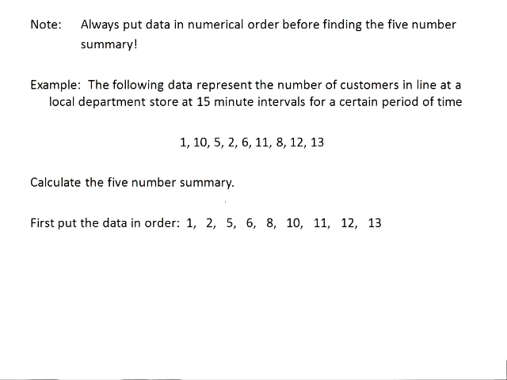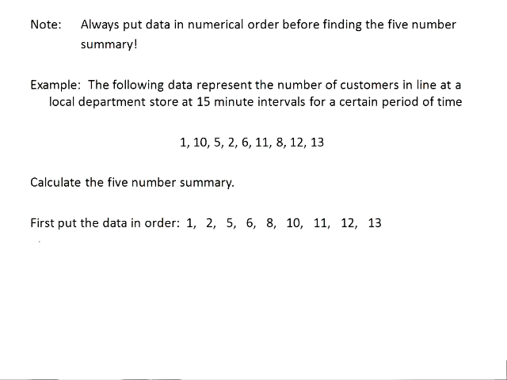Always put your data in numerical order first before finding the 5-number summary. Now this data, given in the example, represents the number of customers in line at a local department store at 15-minute intervals for a certain period of time. We're going to calculate the 5-number summary. So we first of all put the data in numerical order.